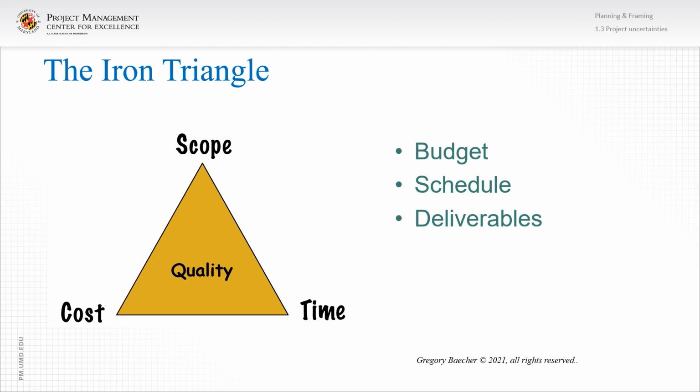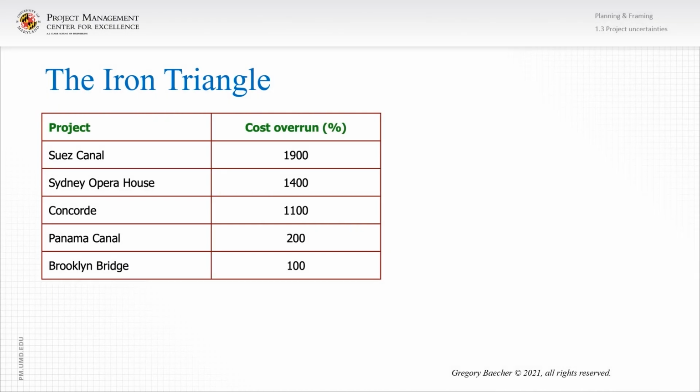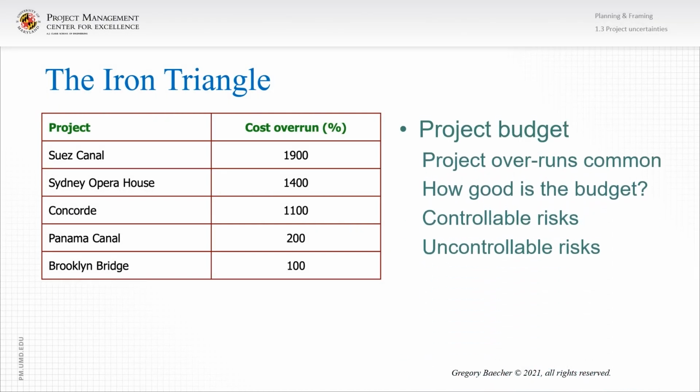The third aspect of the triangle is the deliverables, the scope. What is it that the project is going to do, and what quality is required? And of course, the scope depends a lot on the requirements. What are the stated needs of the project? So let's look at the first apex of the triangle, project budget.